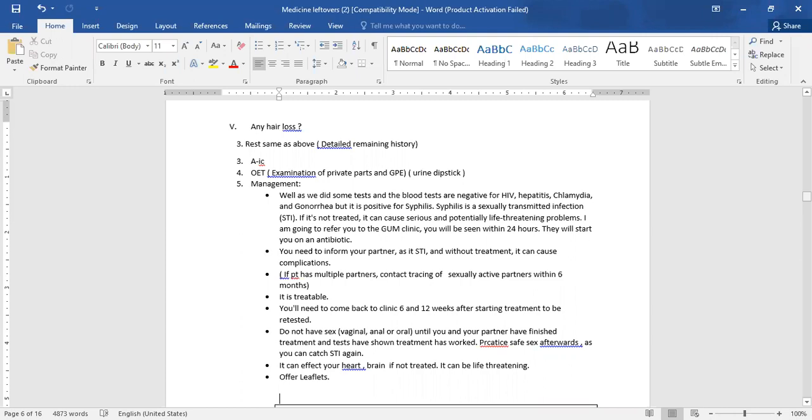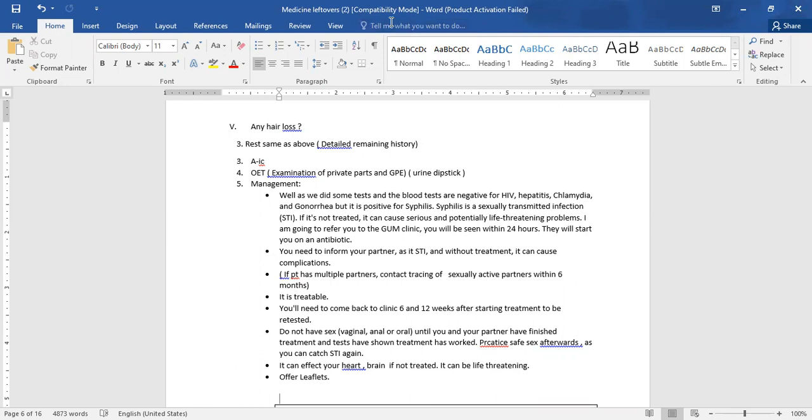And he might ask, is there any complication of syphilis? You have to mention, well, yes, there are a few complications associated with it, like it can affect your heart, your brain. If not treated, it can be life-threatening. And then offer the leaflets. Okay. One more thing, people, in any kind of scenario, if the patient says, okay, you are saying that I might have an STI, if it is confirmed that I have an STI and I don't have multiple partners, then do you think my husband is cheating on me? Then how are you going to answer that?